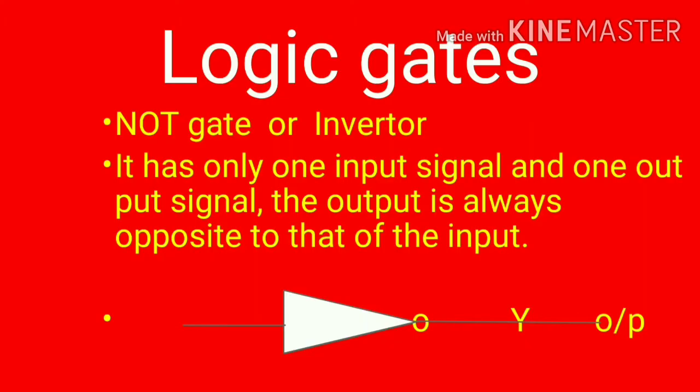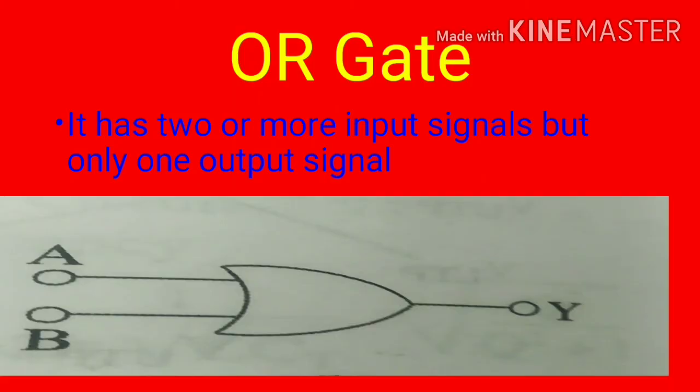Next topic, logic gates. First one, NOT gate or inverter. It has only one input signal and one output signal. The output is always opposite to that of the input. Truth table: if the value of input is 0, output is 1; input is 1, output is 0.